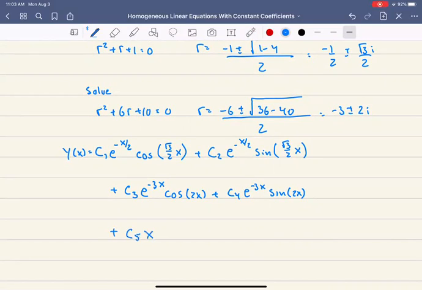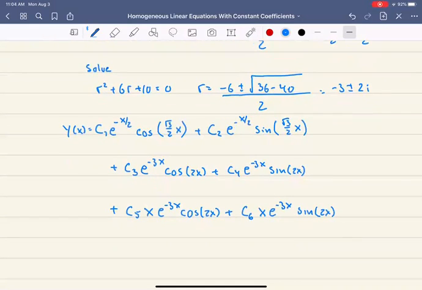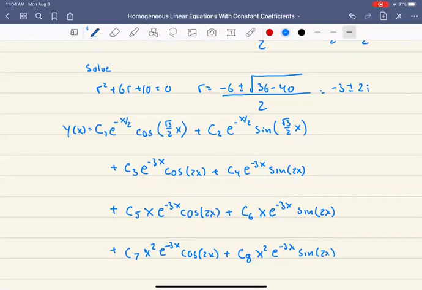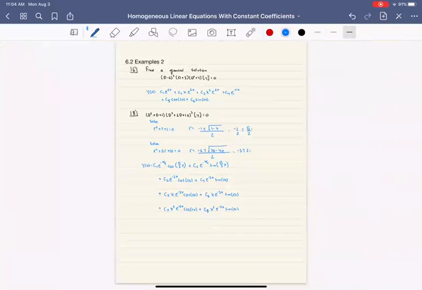So c5 x e to the negative 3x cosine 2x plus c6 x e to the negative 3x sine 2x plus c7 x squared e to the negative 3x cosine 2x plus c8 x squared e to the negative 3x sine 2x. Okay? All right. That's it for 6.2.